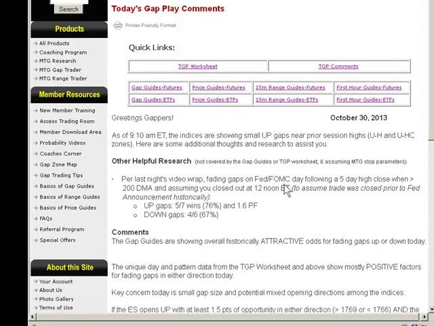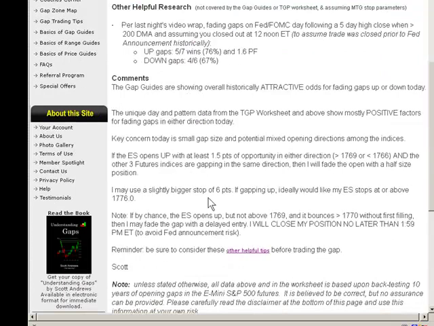Pre-market comments. Per last night's wrap, fading gaps on Fed Day following a 5-day high close when above the 200, and assuming you closed out at noon, has been attractive. The sample size is terribly small there. Bottom line, gap guides, I have an extra gap here, sorry about that. Gap guides are showing overall attractive odds for fading.